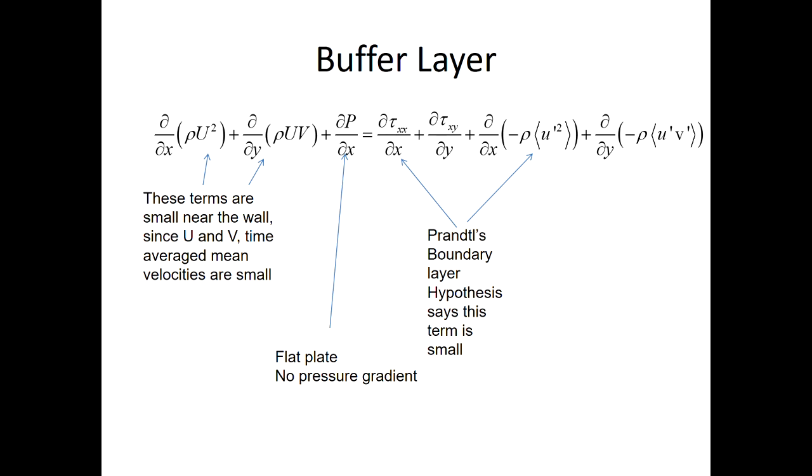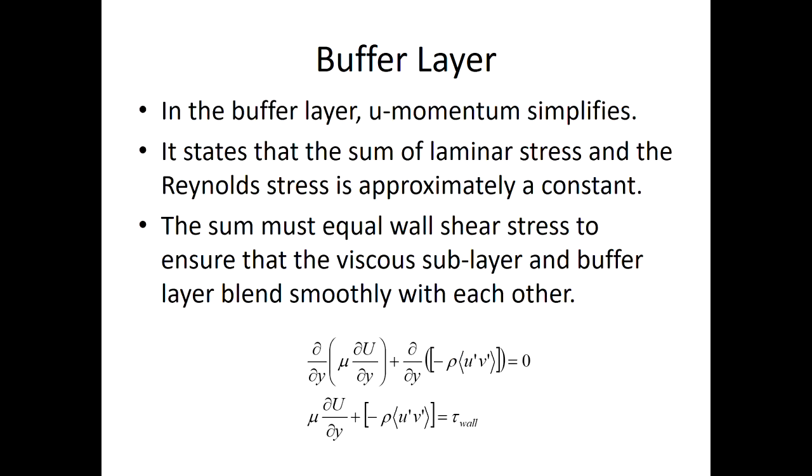So again, he said in the buffer layer, U and V are very small. There's no pressure gradient because this is a flat plate. The molecular diffusion in the streamwise direction is neglected by the boundary layer hypothesis. Therefore, the eddy diffusion in the streamwise direction is also eliminated by the same boundary layer hypothesis. Then you have two terms that survive: molecular diffusion and eddy diffusion both. So in the buffer layer, you get an equation like this.